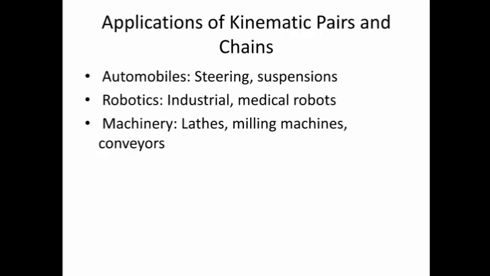Now see the applications of kinematic pairs and chains. Kinematic pairs and chains are used in automobiles for steering and suspensions. Also used in robotics for industrial and medical robot purposes. Also used in machinery like lathes, milling machines, conveyors, and drilling machines.